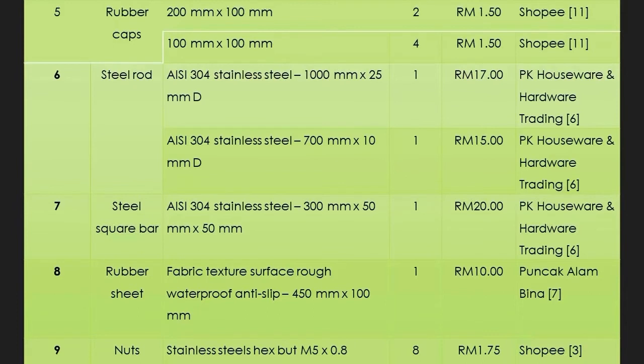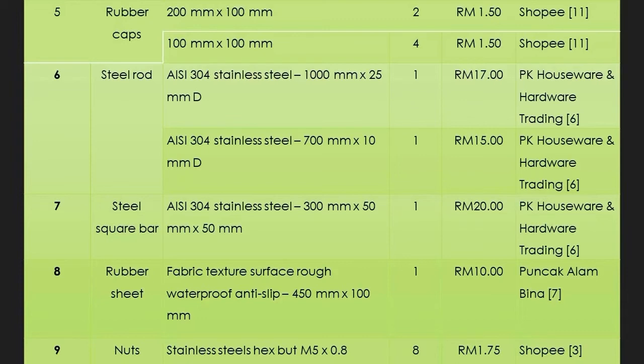Part number 5, rubber caps. We use two different sizes of rubber caps. First, 200mm times 100mm, 2 in quantity, and the second, 100mm times 100mm with 4 in quantity. Each costs 1 ringgit and 50 cents. Part number 6, steel rod. We use SS 304 stainless steel in two different sizes, and the first costs 17 ringgit and the second 15 ringgit. Part number 7, steel square bar. We use SS 304 stainless steel, costing 20 ringgit.